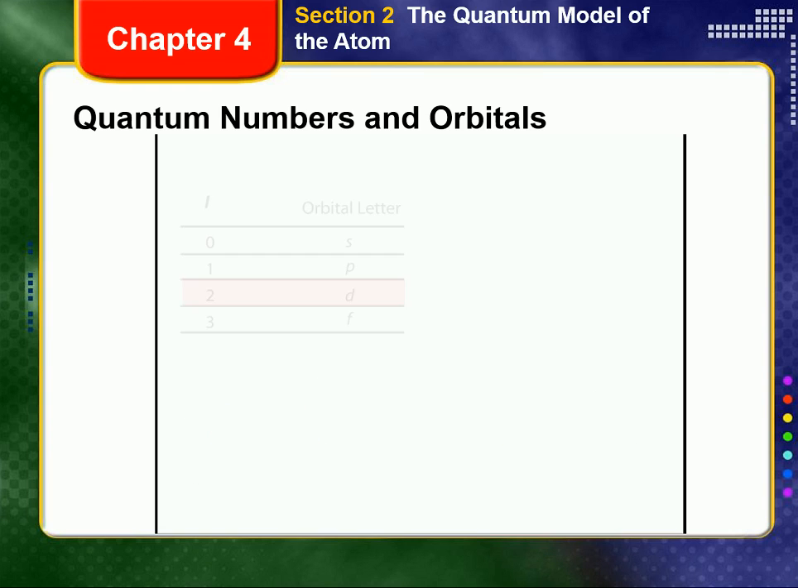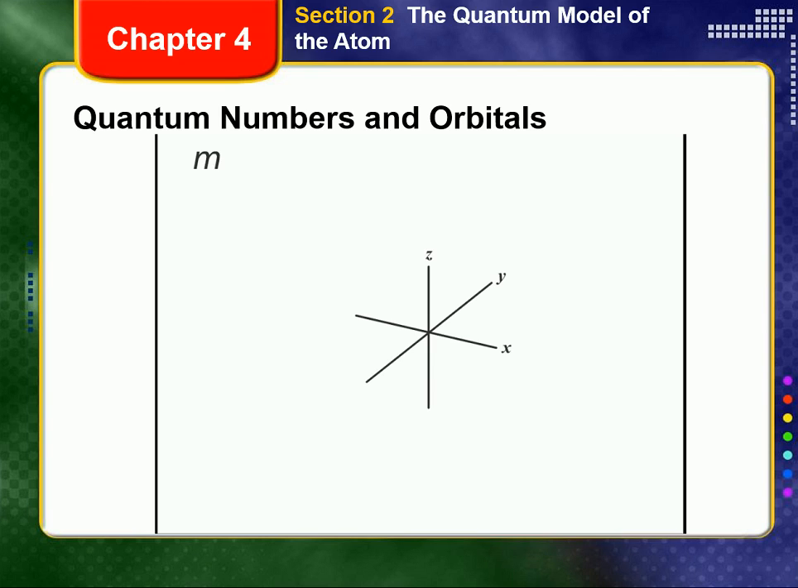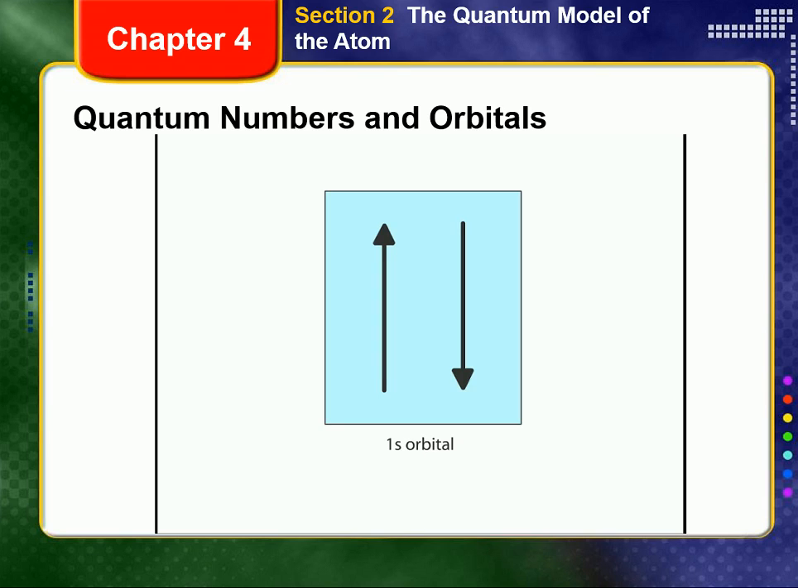The magnetic quantum number m can be any integer from -L to +L and describes the orientation of the orbital. Orbitals run along the x-axis, the y-axis, and the z-axis, as shown in this p orbital. The spin quantum number has only 2 possible values, +1/2 and -1/2, which indicate the 2 fundamental spin states of an electron in an orbital. A single orbital can hold a maximum of 2 electrons, which must have opposite spins.